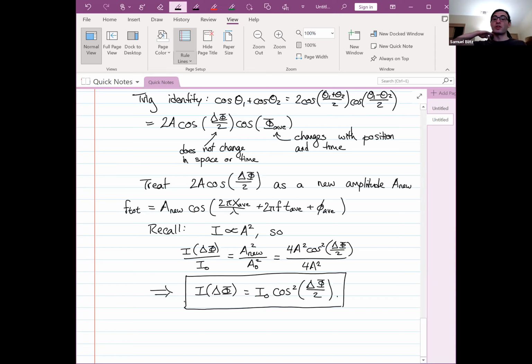And you could do this for the other ones when you have destructive interference. In that case, you get cosine of, say, 3 pi over 2 squared. Well, what's cosine of 3 pi over 2? It's 0. So 0 squared is 0. So you have that I of 3 pi is 0.